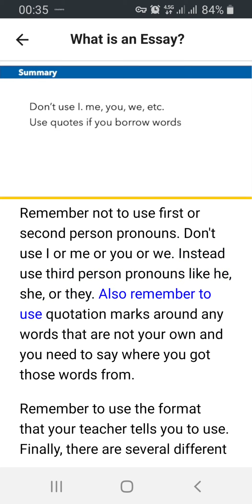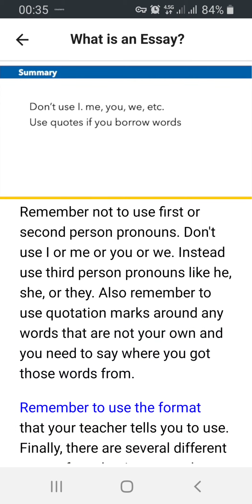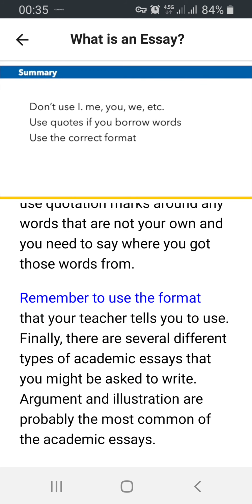Also, remember to use quotation marks around any words that are not your own, and you need to say where you got those words from. Remember to use the format that your teacher tells you to use. And finally, there are several different types of academic essays that you might be asked to write. Argument and illustration are probably the most common of the academic essays.